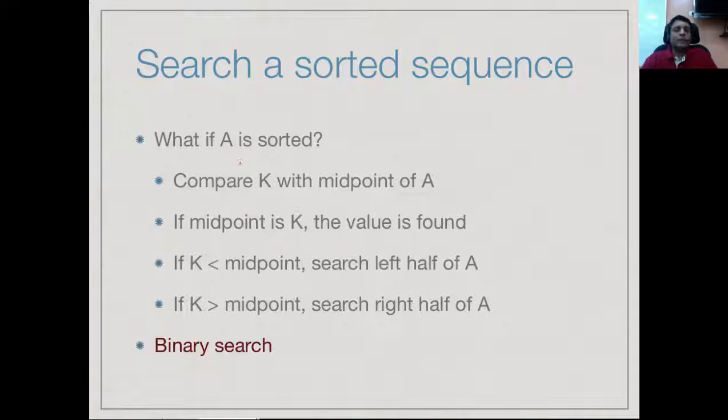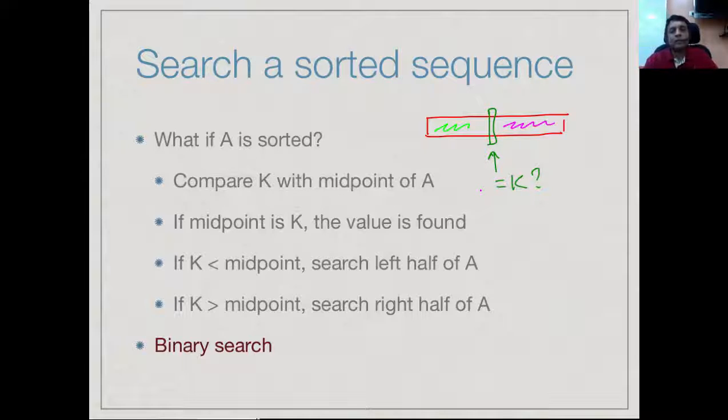On the other hand, if the sequence is sorted, and in particular if it is an array, we can be a little more intelligent. What we know is that the values are, say, in ascending order. So if we probe the value in the middle and check, is this equal to k? If the value that we have is equal to k, of course we have found it. If k is smaller than the value here, then we only need to search in this half. And if it is larger, then we need to search in the other half.